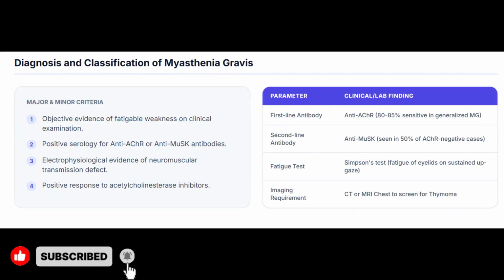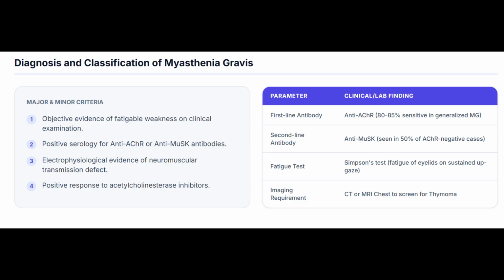Moving on to the diagnostic criteria, establishing a diagnosis of myasthenia gravis requires a combination of clinical, serological, and electrophysiological findings. First, we must document objective evidence of fatigable weakness during the clinical examination. This is the hallmark of the disease, where muscle strength perceptibly declines with repeated effort. Second, we look for serological confirmation.